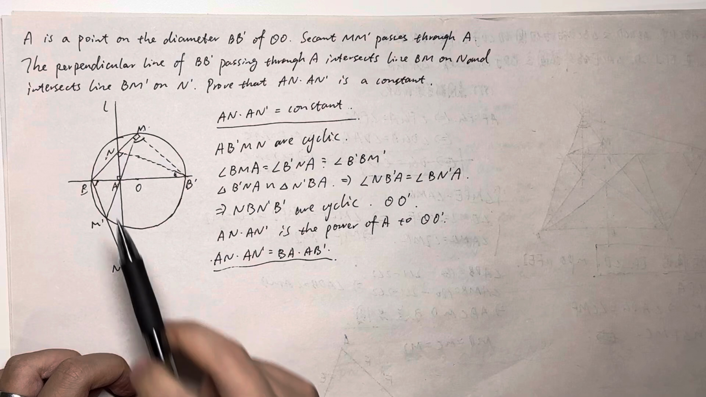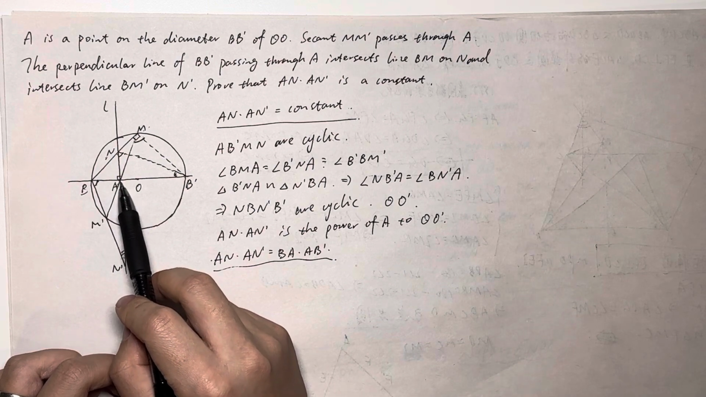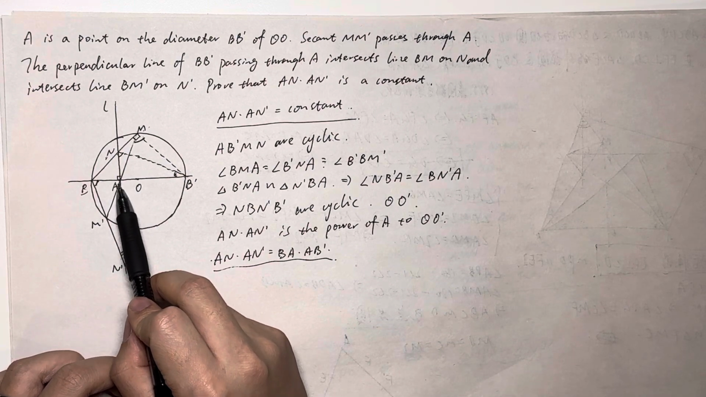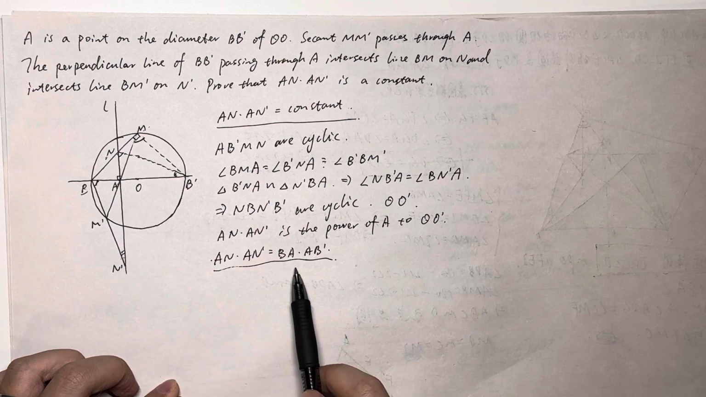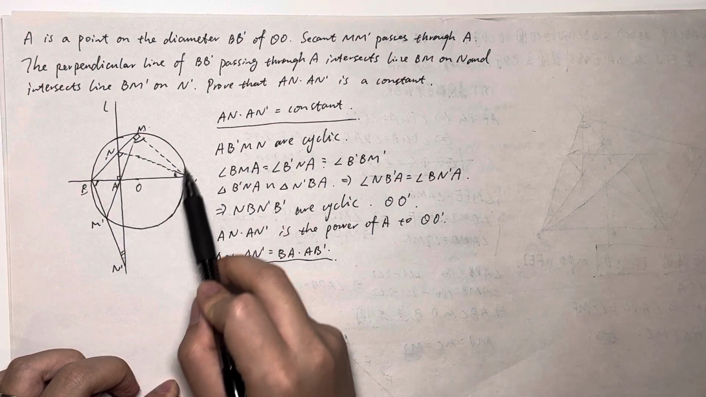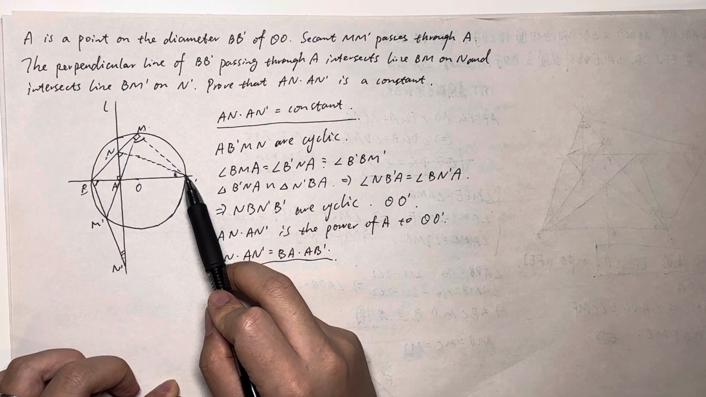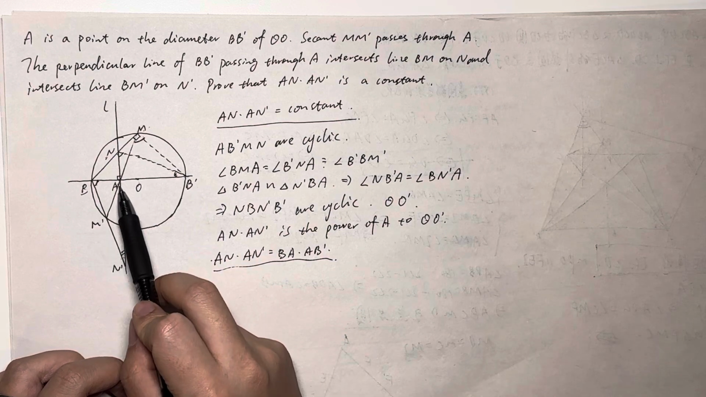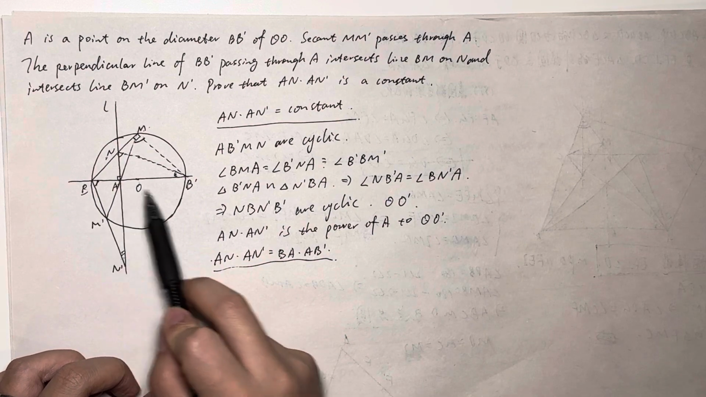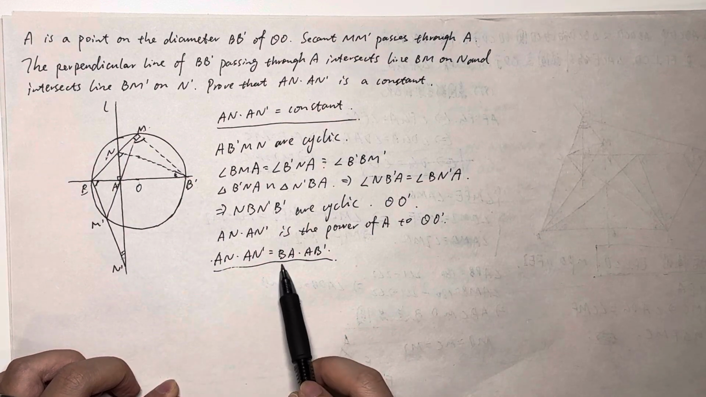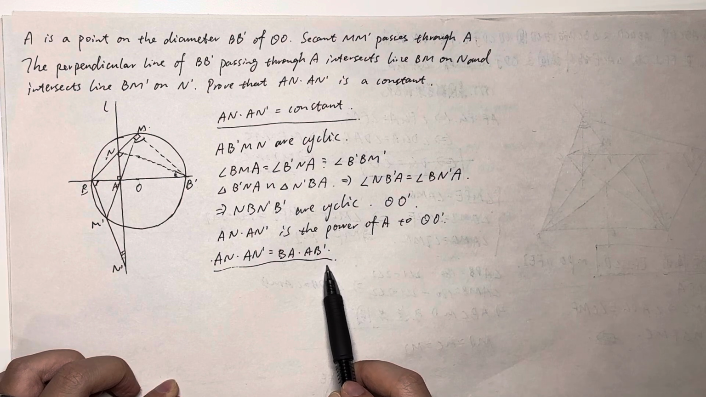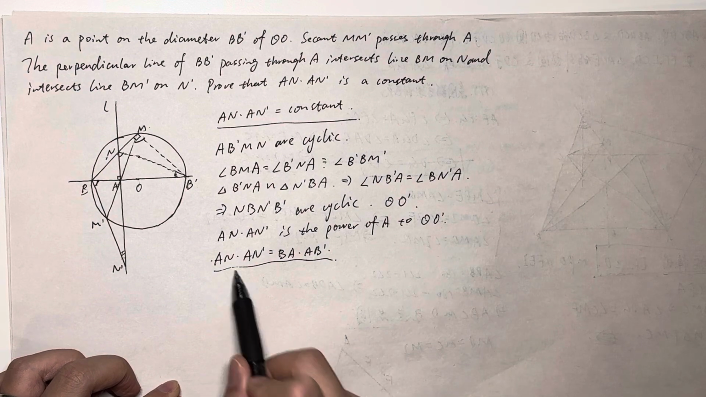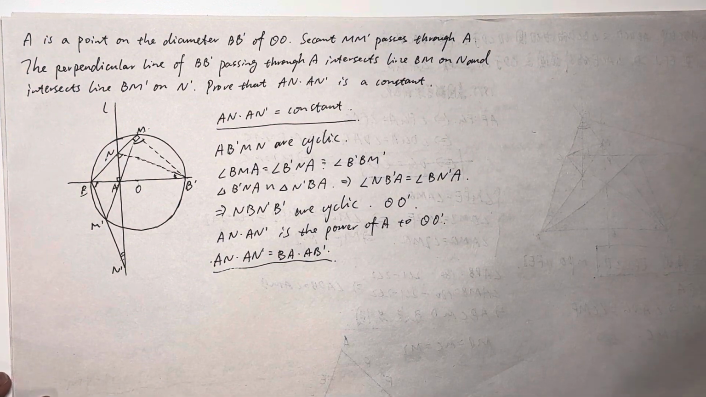Because A is a certain point and circle O is a certain circle, the distances AB and AB prime are constant. That means BA times AB prime is constant. So we find that AN times AN prime is constant.